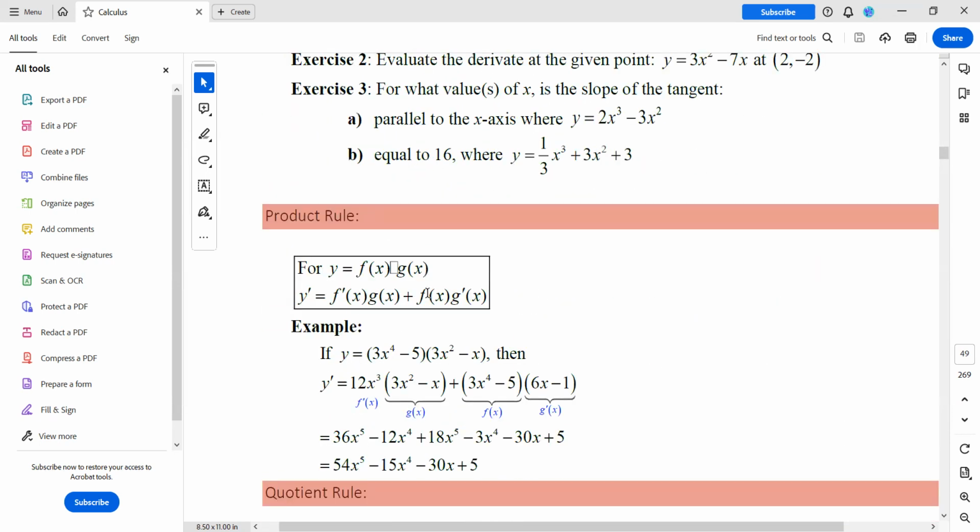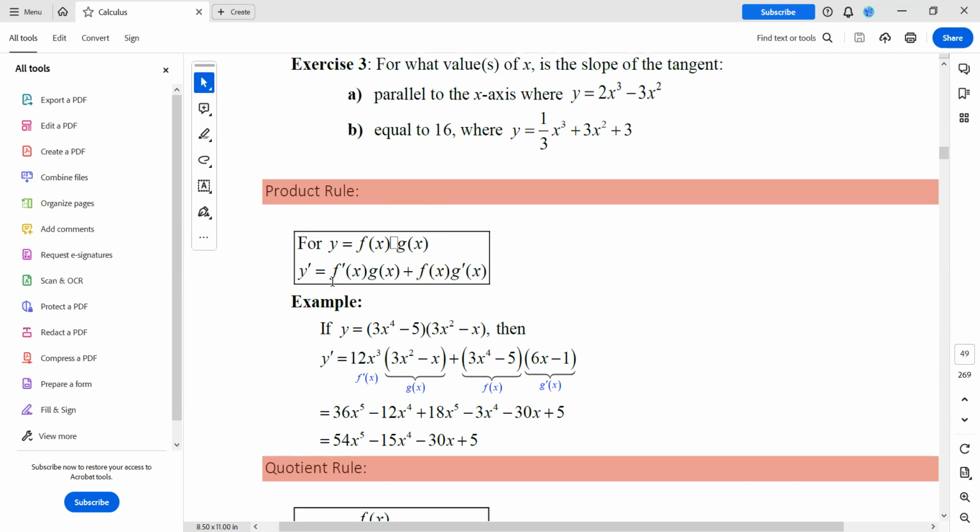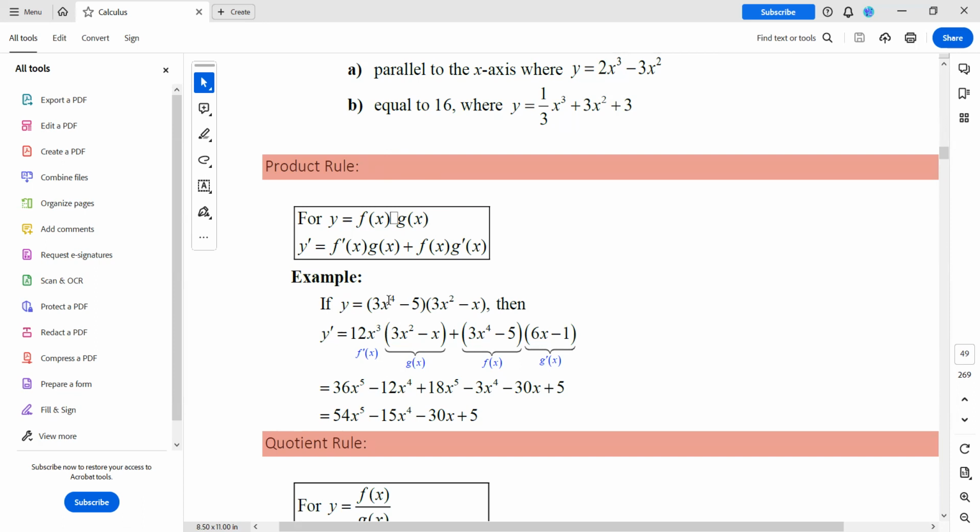Let's move on to the product rule. So the product rule is when you have the differential of y equal to the differential of f of x times g of x, plus f of x times the differential of g of x. So for example, if y is equal to this, then the differential of y is going to be what? I differentiate the first one, which is f of x, so I have 12x raised to power 3. Leave the second one as it is, plus leave the very first one, f of x, differentiate the second one. So you have 6x minus 1.